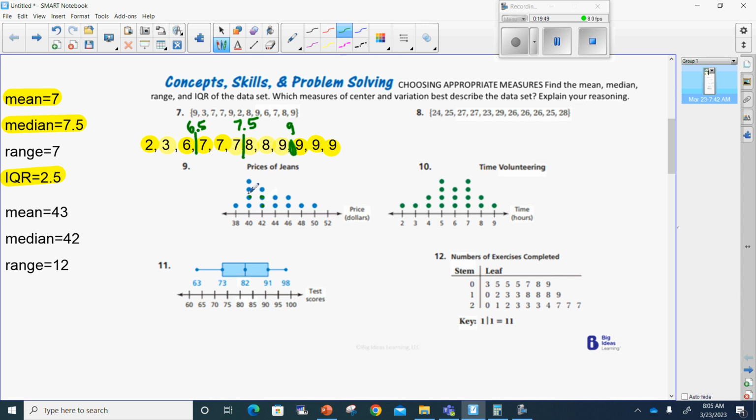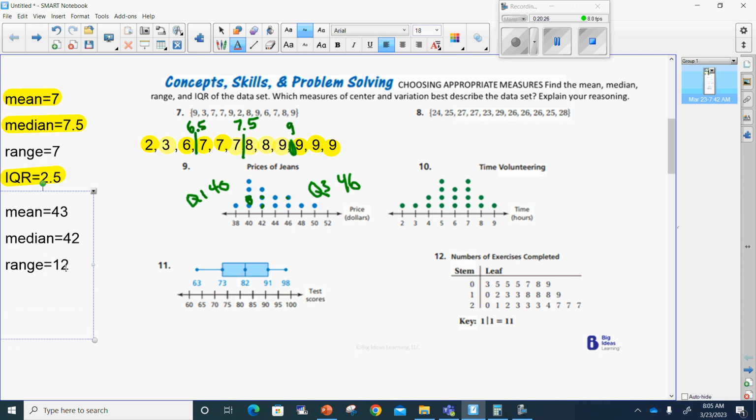Now there's 3 on this side, right? Because this was 7. This is going to count with it. 1, 2, 3. So the middle is going to be right here at 40. So that's my first quartile. And then I have to come to this one, 1, 2, 3. That means my middle one is going to be 46. So quartile 3 will be 46. 46 minus 40 is 6. So that tells me my interquartile range is 6.